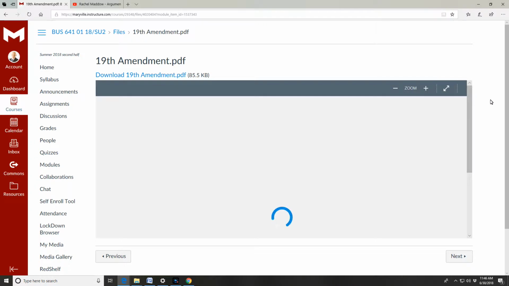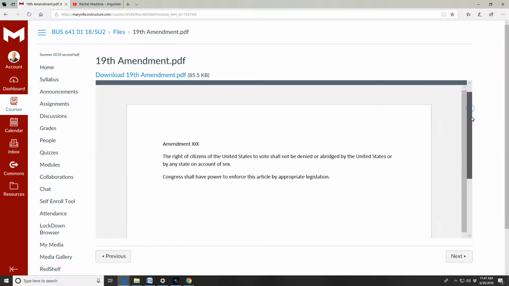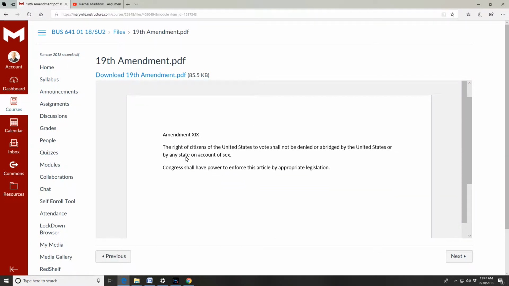The next document I want you guys to consider is the 19th Amendment. Again, super long one. The rights of citizens in the United States to vote shall not be denied or abridged by the United States or by any state on account of sex. Again, the 19th Amendment has been passed, has been ratified. This is part of the fabric of our law.